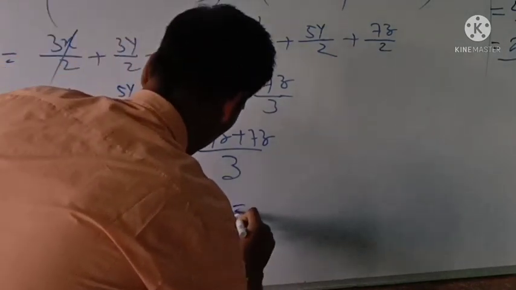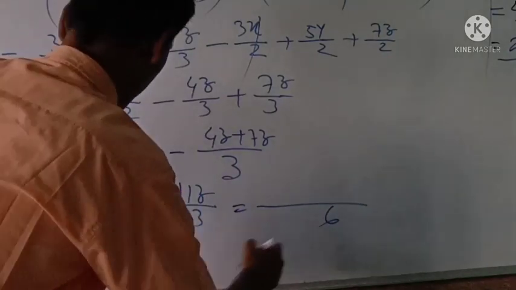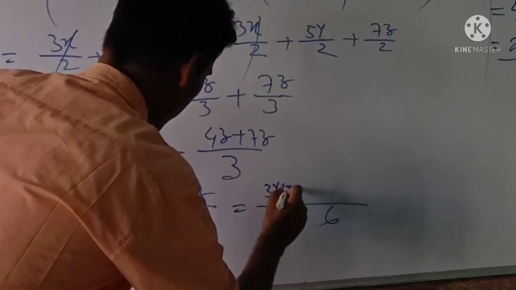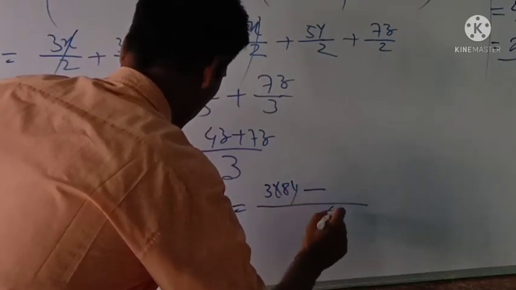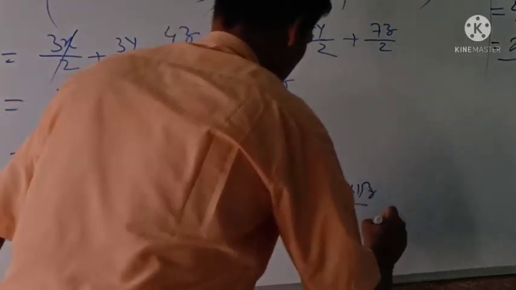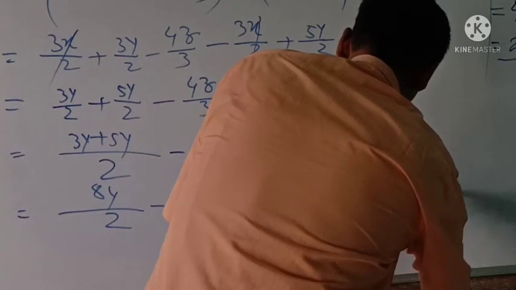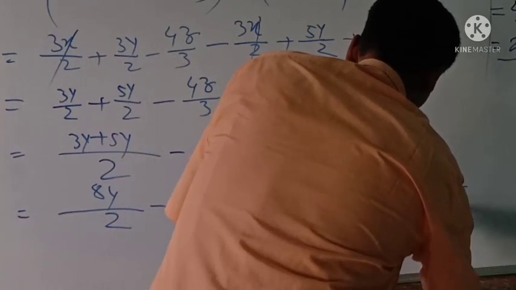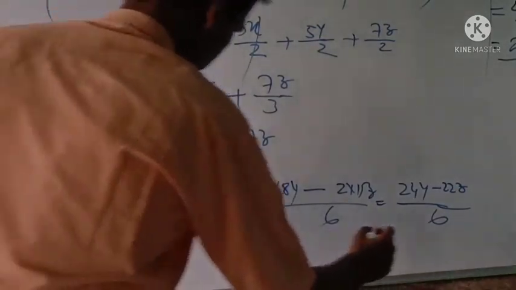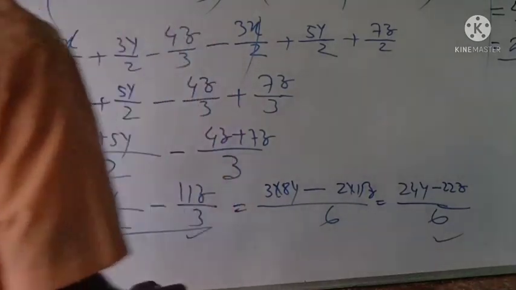Or if you want, you can write like this also. The LCM of 2 and 3 is 6, so by 6. If we divide 6 by 2, 3 times, so we'll get 3 into 8y minus, if we divide 6 by 3, we'll get 2 into 11z. Again, what we got, 3 times 8 is 24y minus 22z divided by 6. Up to this doing will also do, and if you want, you can do up to this: 24y minus 22z divided by 6.